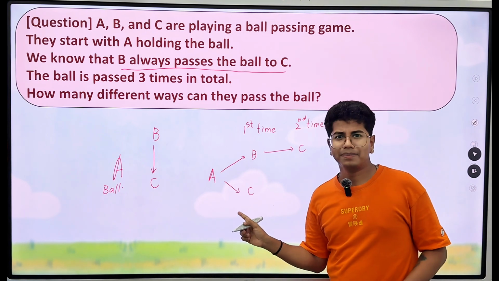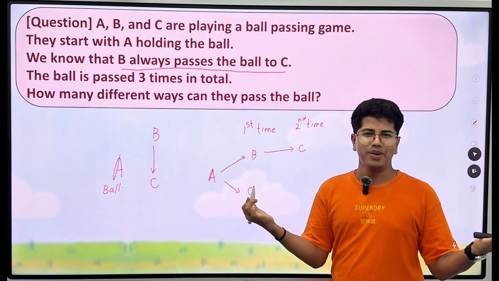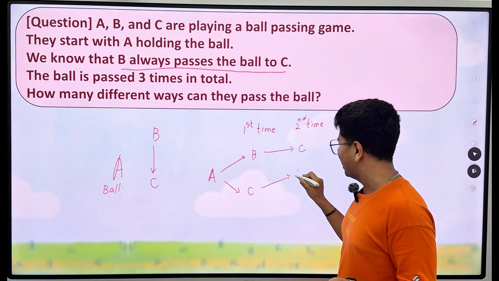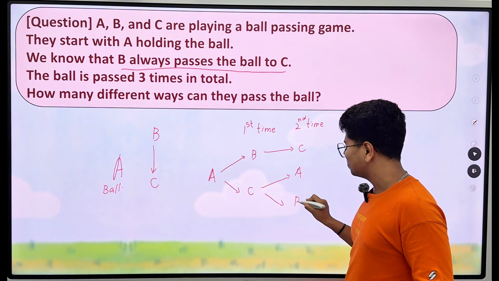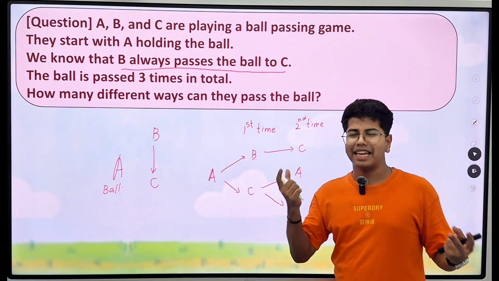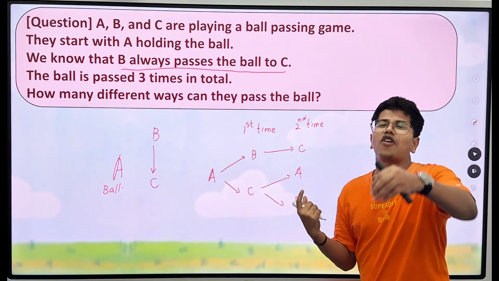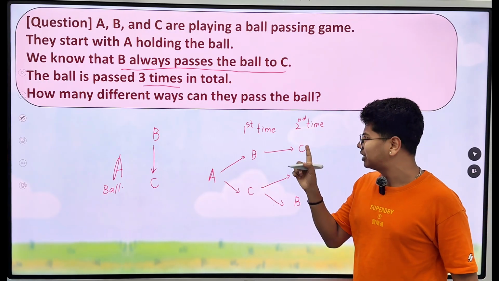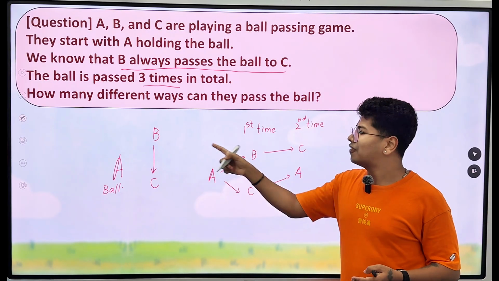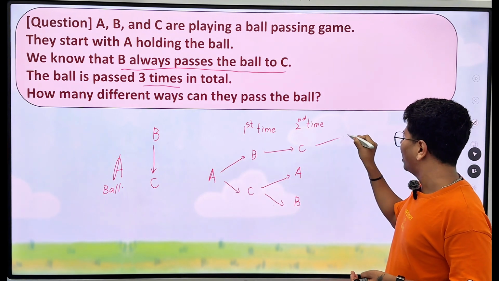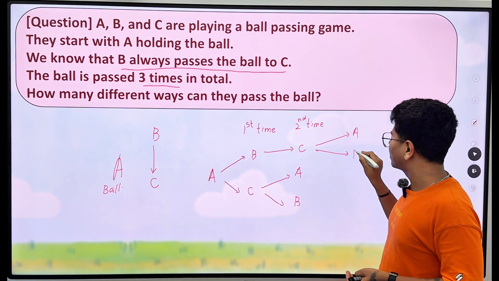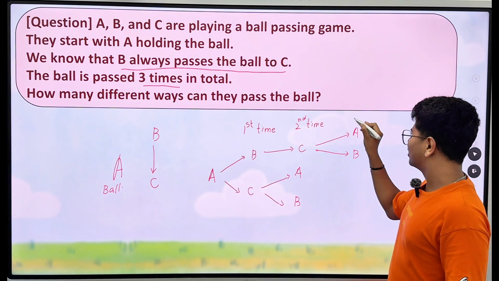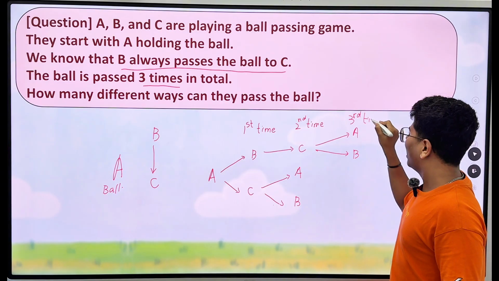Now how about C? C can pass to who? Yes, C can pass to anyone. So C can choose to pass to A again or B. This is just the second time. Does that mean this is my answer? Of course not. The question is asking for 3 times in total. So let's see. Now C has the ball. Who can he pass to? Perfect. C can pass to A or B, both. Now first time, second time, what should I write here? Third time. Very good. So here it's the third time.